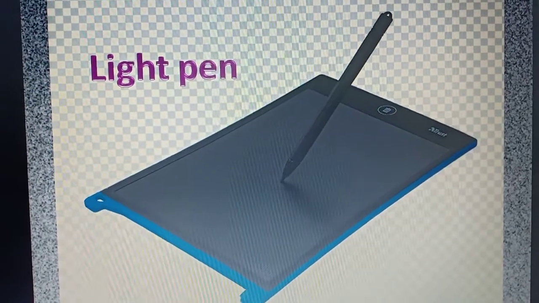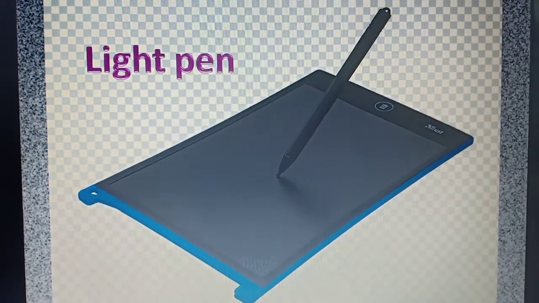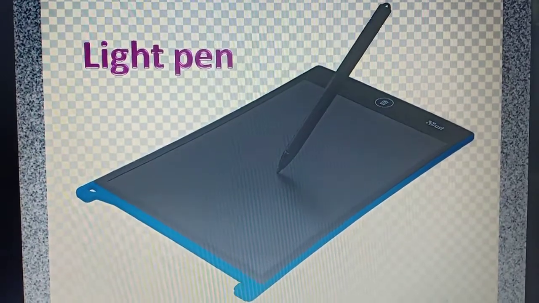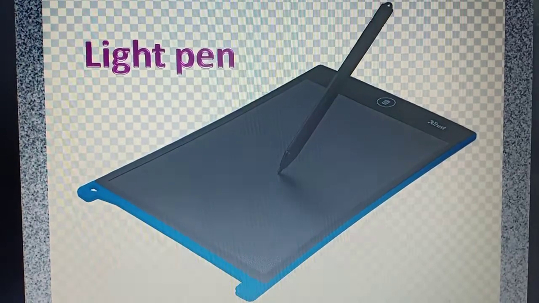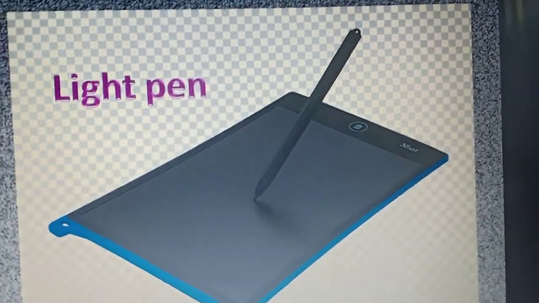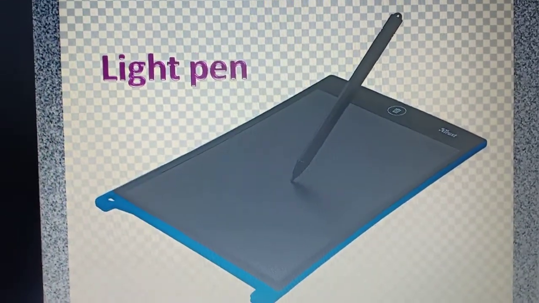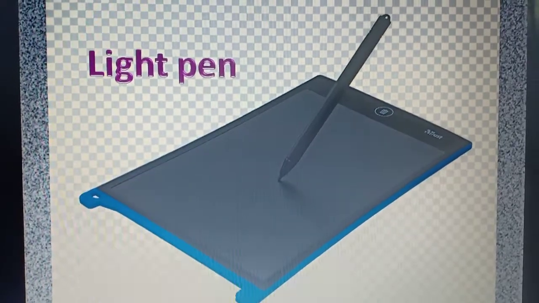So see, some smartphones also have this type of pen. They are providing this type of light pen which is used on the smartphone. So this is a pad where we are using this light pen. It exactly looks like our normal pen.